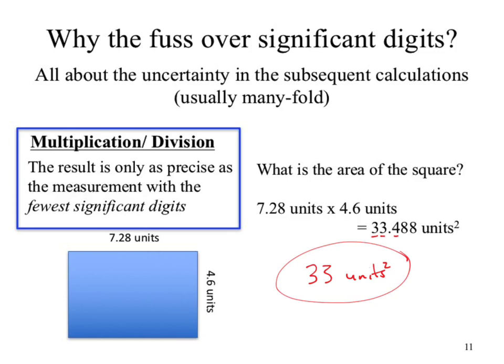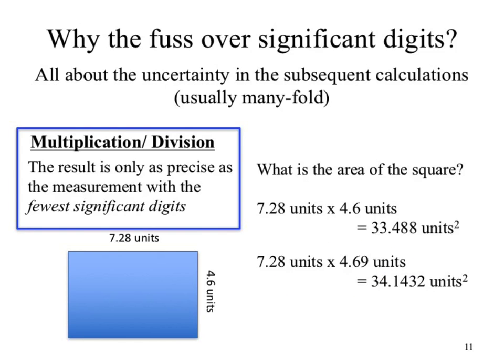Again, why does the rule change? We're making the assumption when we do this calculation that that is a 0, not a 9. If I make it a 9, the number comes out to be 34.1432. Where do those two numbers first differ? In the ones place, which was exactly where we said we should report our answer to. That second sig fig.